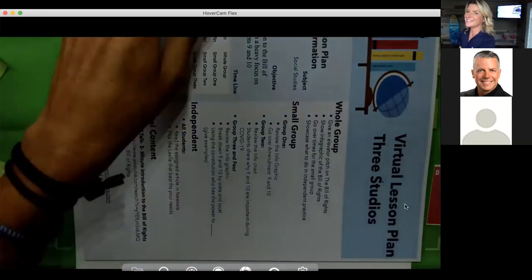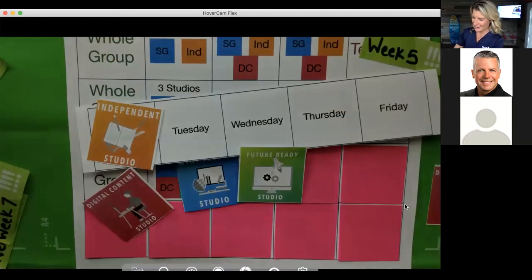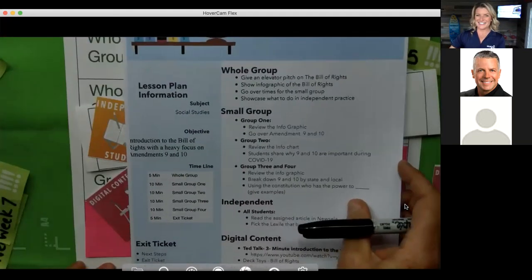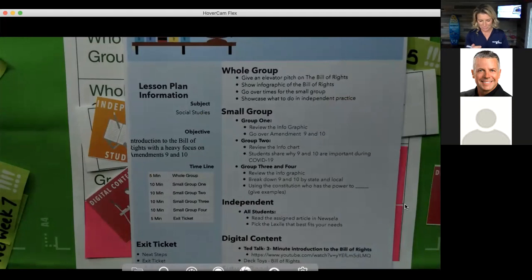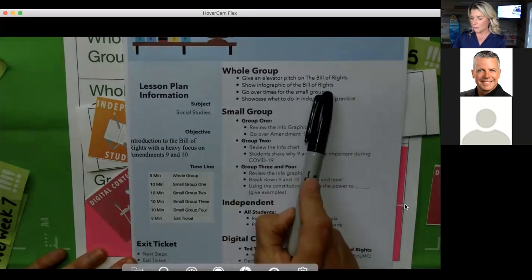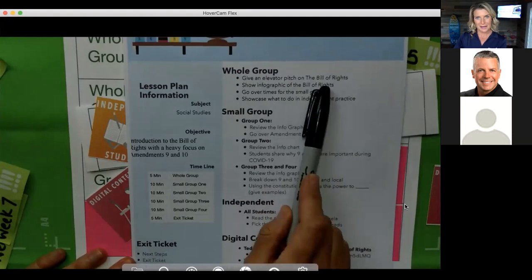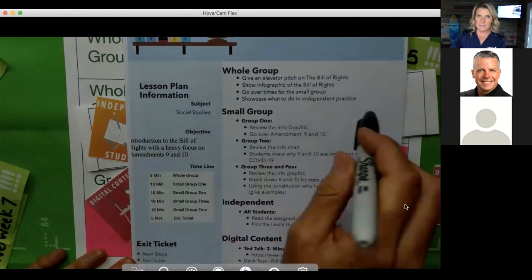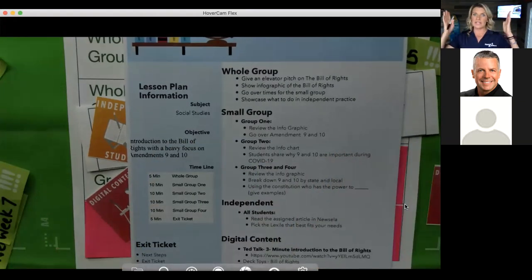All right, here's the lesson I was looking for. I apologize. All right, it is social studies, and yes, this is the one that my brother helped me with, the Bill of Rights, and we're talking about what that looks like. So in my lesson, I'm going to go over the Bill of Rights, talk to them, find an infographic that's going to show them the Bill of Rights and the amendments, and I'm going to say, here is what you need to know.